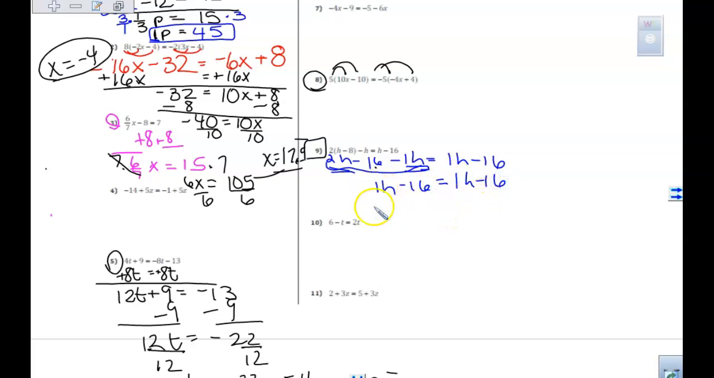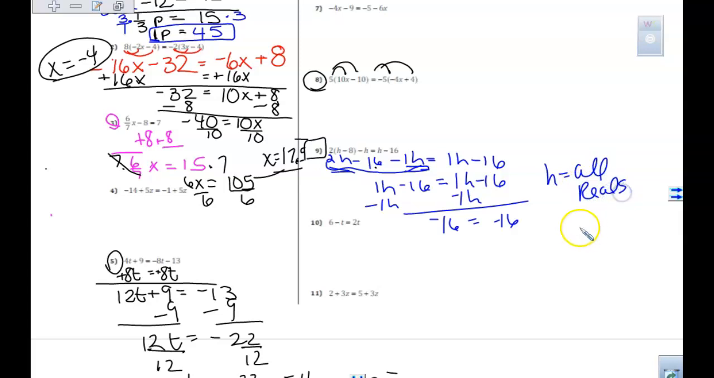So CC, how do I get rid of this 1h? Subtract 1h. And I get this beautiful thing like negative 16 equals negative 16. We said earlier that if it's a true statement, we would say h equals all real numbers, right? Okay. Infinitely many solutions. I would take that also. If you don't have this work to go with it, you are not taking the test. Does that make sense, everyone? I need to see how you solve these.